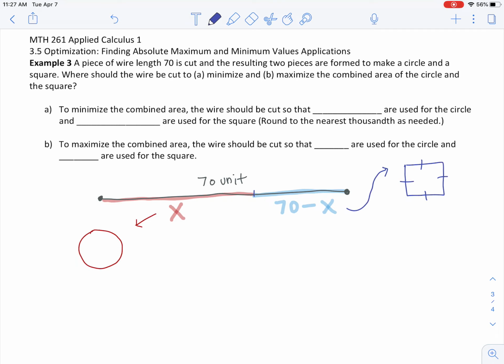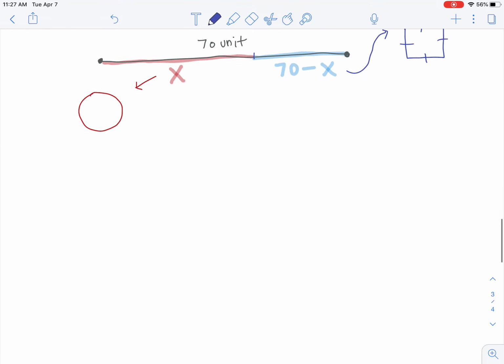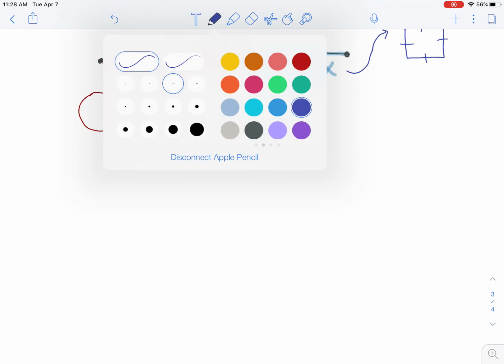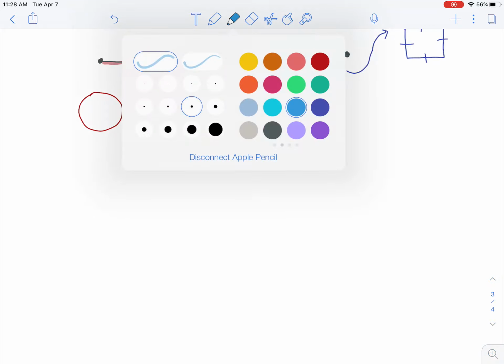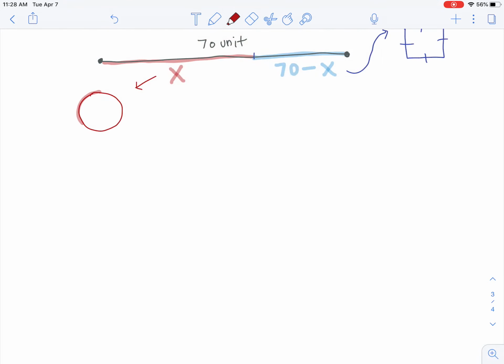Let's keep on reading. They said, where should the wire be cut? Where should we cut? How long should the X be? To A, minimize, and B, maximize the combined area of the circle and the square. So not only are we finding the area of the circle, we need to find the area of the square, and we need to add them together. And we want to minimize or maximize that combined area. So let's start by finding the area of the 2 pieces, area of the circle, area of the square, and let's add them together, okay?